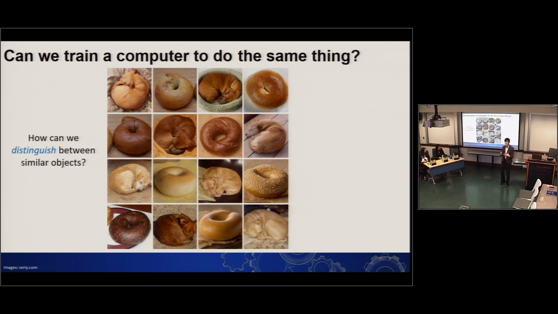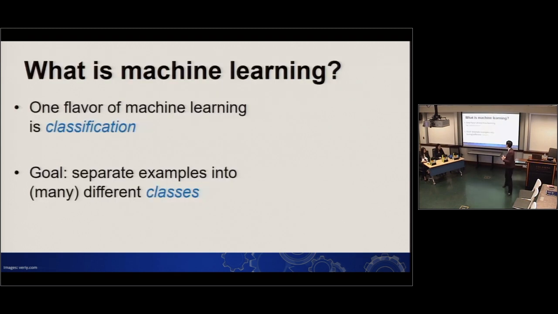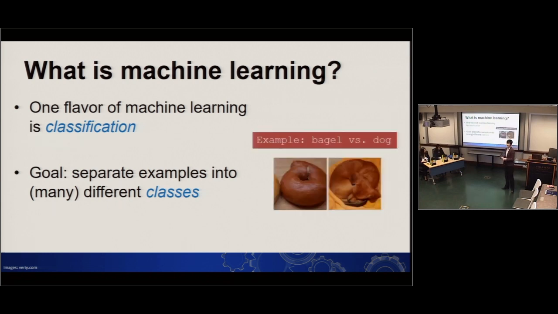And so when we think about machine learning, we're often thinking about this problem of what we call classification. So how can we identify an object and classify it into one of these categories? And in a lot of machine learning applications, you hear words like classification or different training examples that you're trying to separate into different classes. So this is great in this one example. This is fun, but why do we care that we can distinguish bagels from dogs?